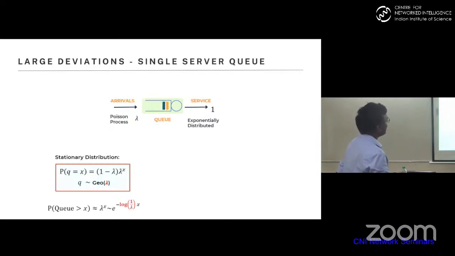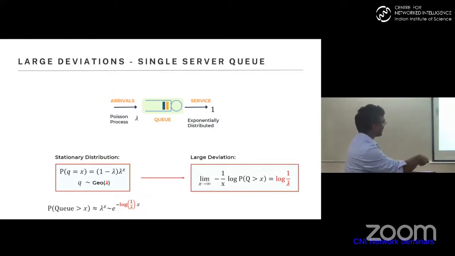Now, in a single server queue, like I said, you don't need any fancy theory. You can just take the steady state distribution, write it as e to the power log lambda, then you essentially get this, which means the answer for the large deviation question is log 1 over lambda. The large deviation exponent, the queue length decays exponentially fast, where the exponent is log 1 over lambda. And I can see this just from the stationary distribution. I don't need to prove anything.